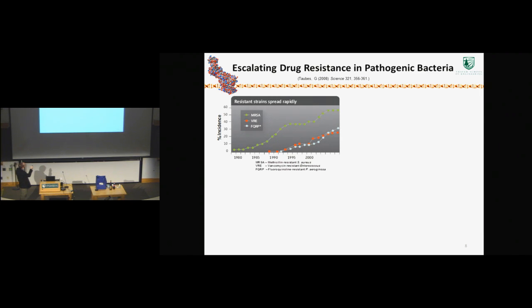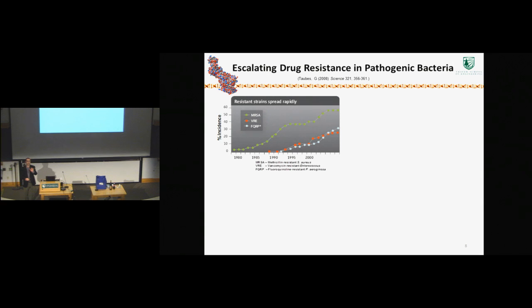And you can see in green here a general trend of increasing resistance for Staph aureus. Far more than 50% of Staph aureus are methicillin resistant now when isolated in the clinic. We have similar trends for an Enterococcus pathogen in red, as well as in blue, a bacteria called Pseudomonas aeruginosa, and this is going to be relevant to later portions of this talk. So again, there's this general trend of increasing drug resistance among these pathogenic bacteria.